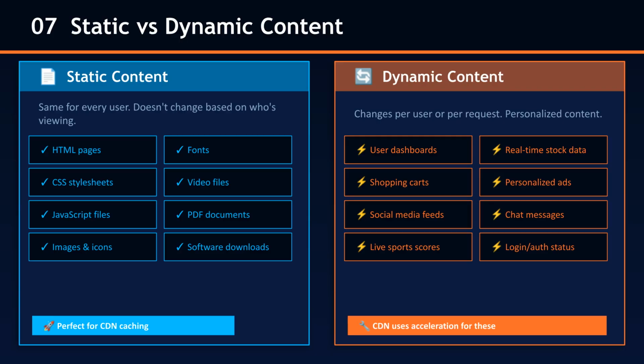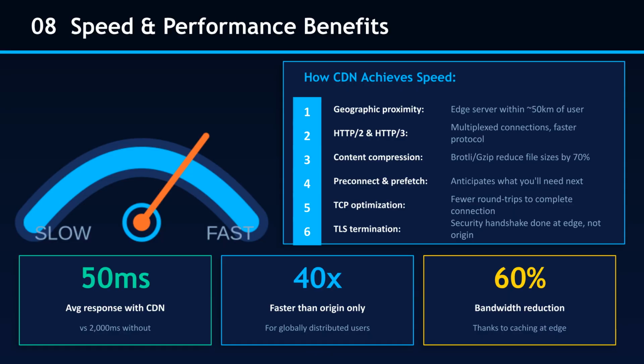Dynamic content, such as user dashboards, shopping carts, or live data, changes per user or request and requires CDN acceleration rather than caching. CDNs achieve superior speed through several optimizations. These include geographic proximity, faster protocols like HTTP/2 and HTTP/3, content compression, pre-connecting and pre-fetching, TCP optimization, and TLS termination at the edge. The average response time with a CDN can be as low as 50 milliseconds.